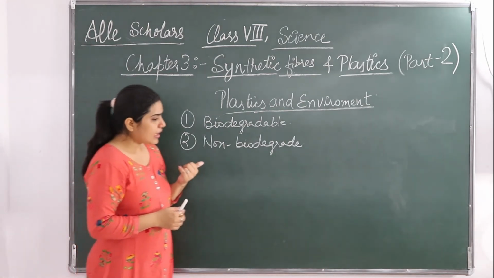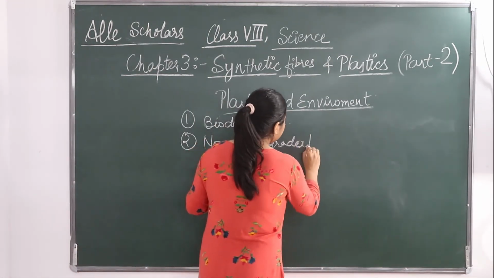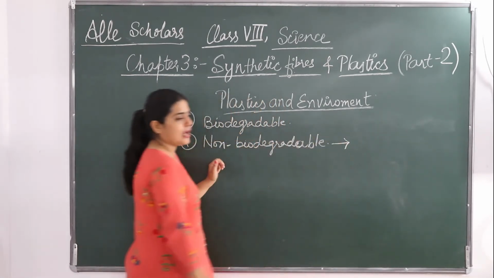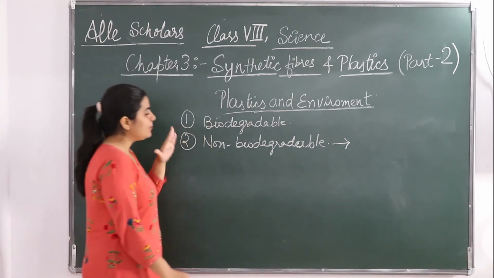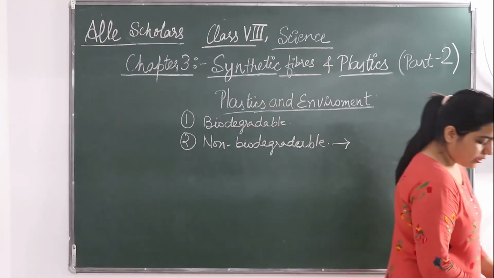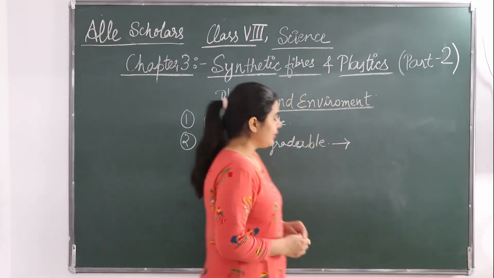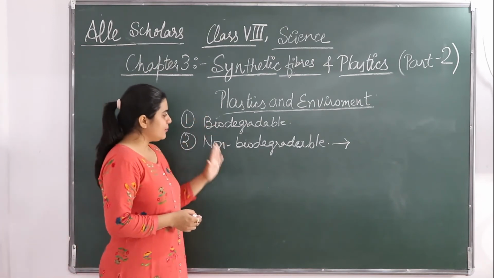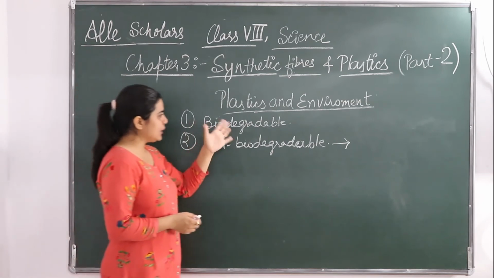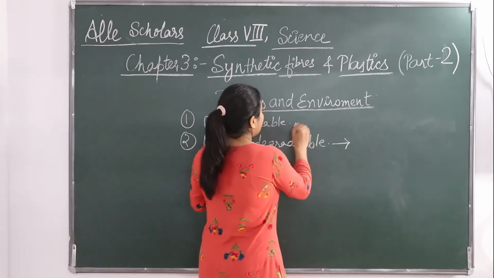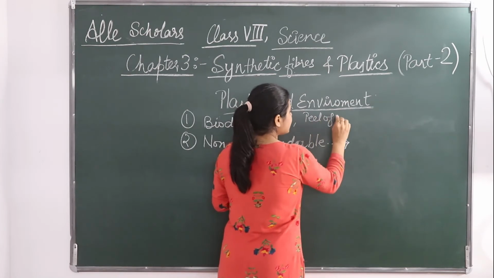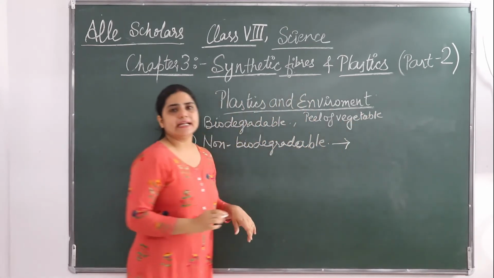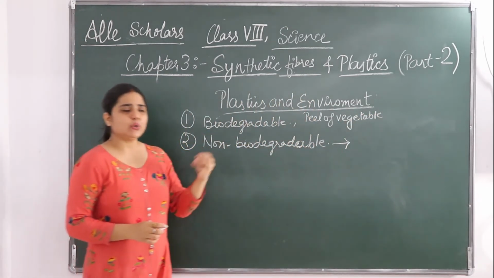So now the question is: in which category does plastic fall? Plastic falls in the category of non-biodegradable, meaning it cannot be degraded or decomposed. Now I am giving you a list of some biodegradable and non-biodegradable materials. First, examples of biodegradable: the peel of vegetables is biodegradable, and it gets decomposed in 1 to 2 weeks.